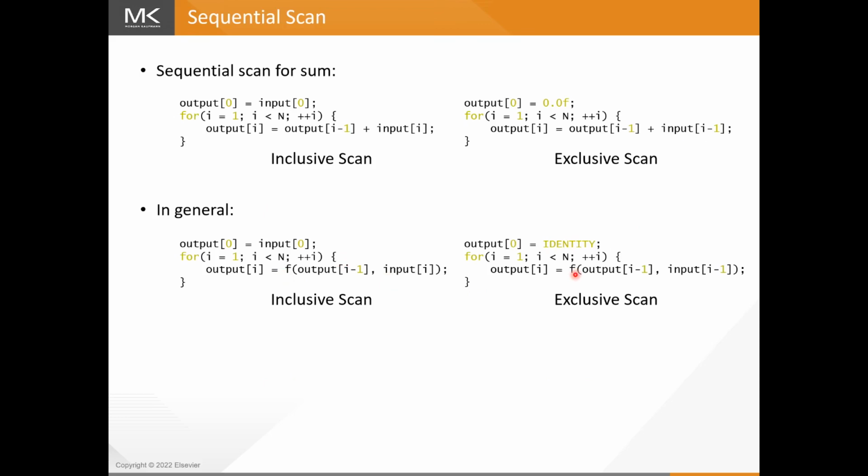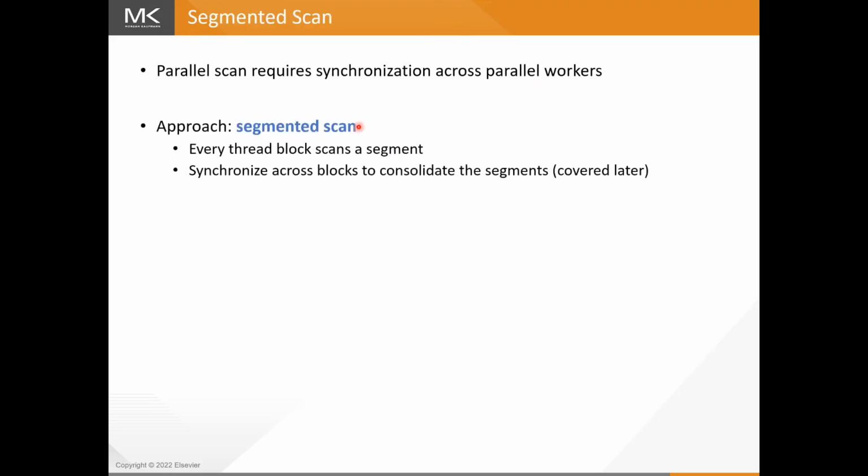Before we parallelize scan, I just want to point something out. When we parallelize scan, we're going to have to do some kind of synchronization across the different workers. So similar to reduction, we're going to do a segmented scan. In a segmented scan, we divide our input into segments. Every thread block is going to scan a segment of the input. And then we're going to have to do some kind of synchronization across thread blocks in order to combine the scan segments of each thread block into a globally scanned segment across all the blocks.